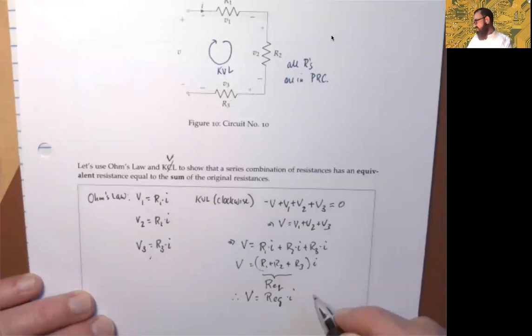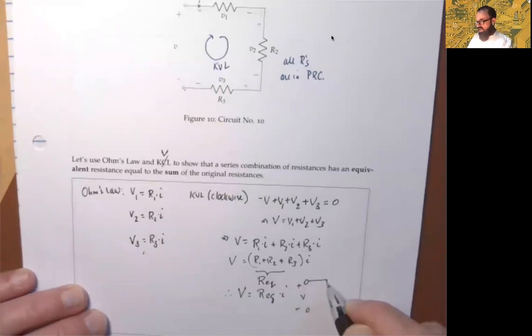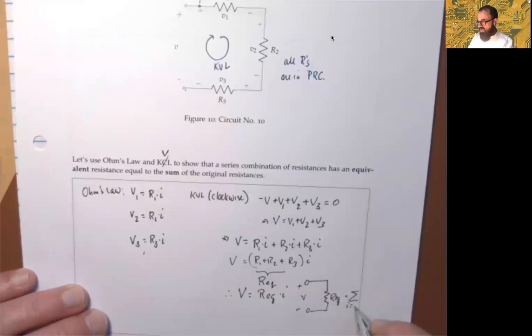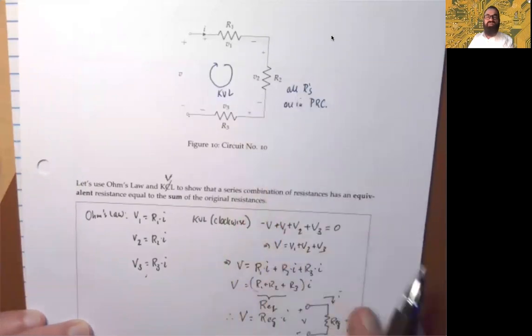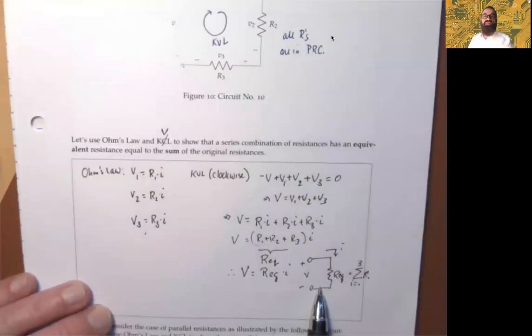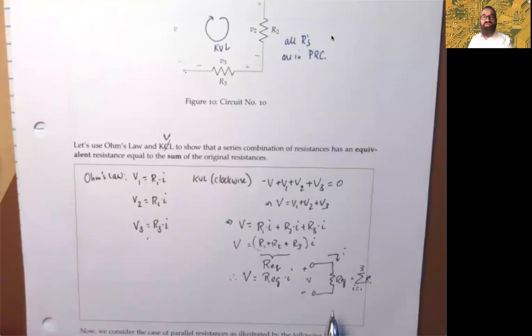So in other words, that circuit is equivalent to this one. We have two open nodes, plus and minus, the voltage between them, and this equivalent resistance, which is the sum as i goes from 1 to 3 of R sub i. And here's the current I. So this more complicated circuit is equivalent to this circuit, exploiting the fact that the resistances were in series. When they're in series, you simply sum them up to get the equivalent resistance, right?